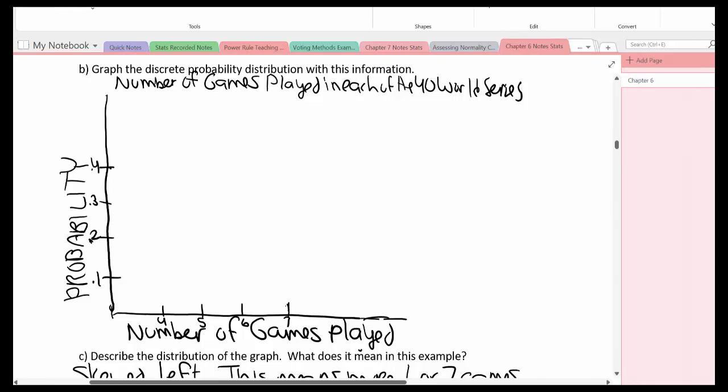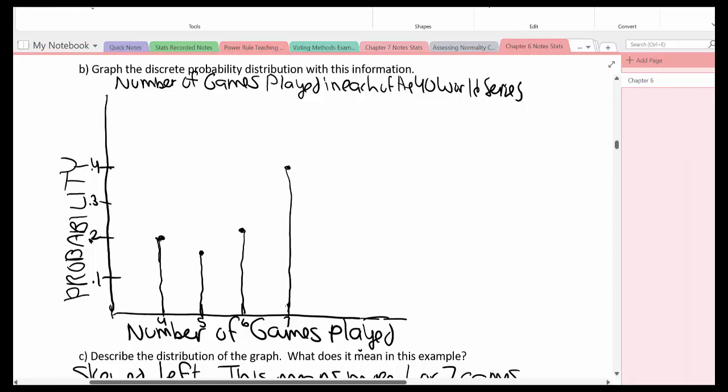So the 4 games was 2/10, so I'm going to draw a dot and draw a line segment coming straight down. For 5 games, that was 0.175, so that's a little bit closer to 2/10 than to 1/10. So I'll put the dot here and draw the line segment straight down. For 6 games, that was 0.225, so that's a little bit above 2/10. Put a dot, draw the line segment coming down. And then 7 was 4/10, so put the dot there.